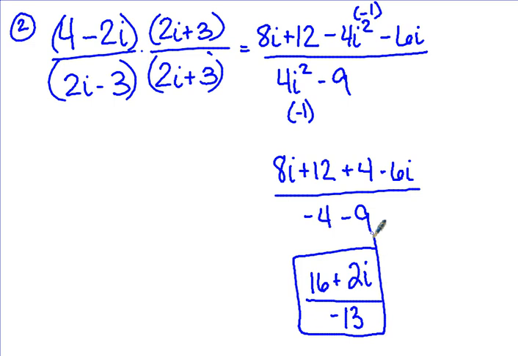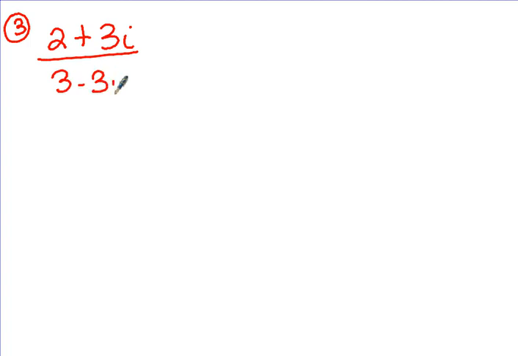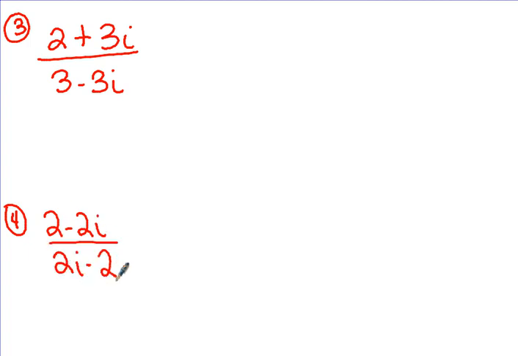I'm going to go ahead and give you 2 examples just to work out on your own. Go ahead and finish these, and we will check them when we come back into class. The first one is 2 plus 3i over 3 minus 3i. And the last one is 2 minus 2i over 2i minus 2. So go ahead and try those 2 on your own, and we will check them when we come back into class.